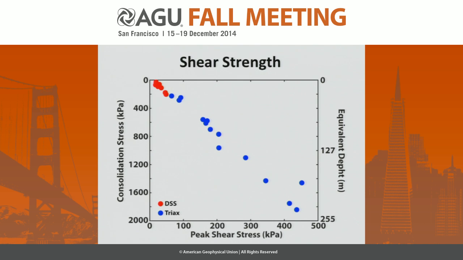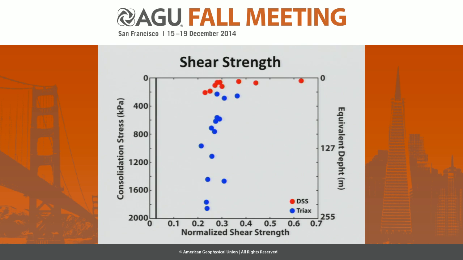We can see how it really changes with burial depth by normalizing it and just looking at the shear strength relative to the burial depth or consolidation stress. And here we actually see some differences in what's going on. If we normalize that shear strength, like I mentioned, we see that the DSS experiments actually show a very high normalized shear strength.